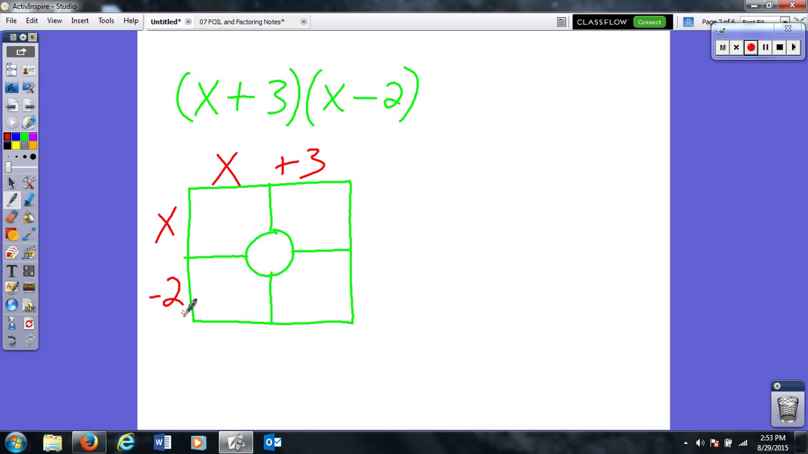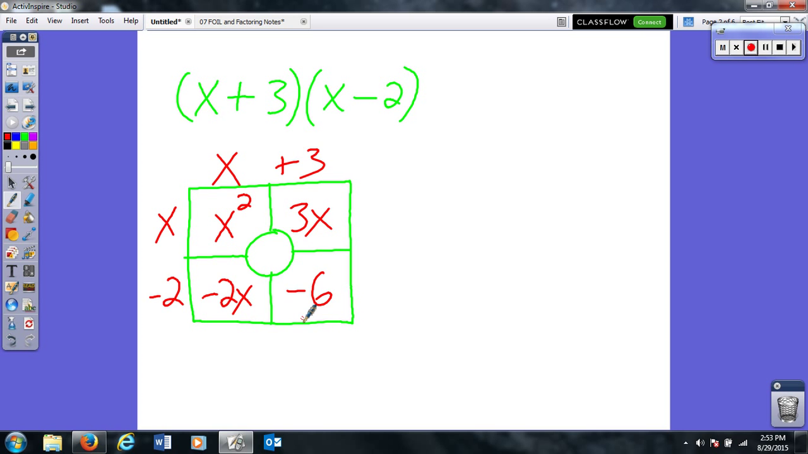So on the top left box, we're going to multiply what's on the sides of the box, which is x and x, so that'll give us x squared. For the top right box, we multiply 3 and x. Bottom left box, we multiply negative 2 and x. And then the bottom right box, we multiply 3 and negative 2.